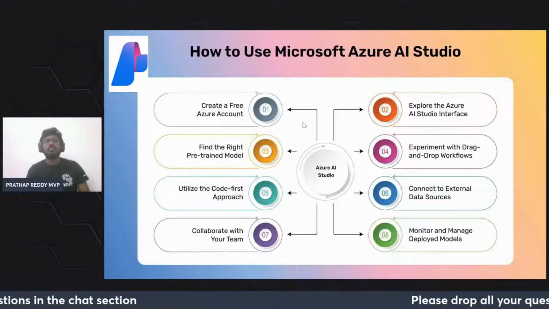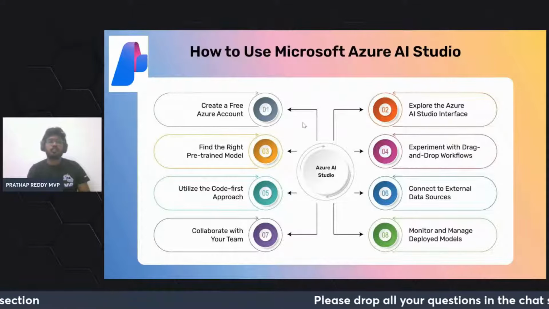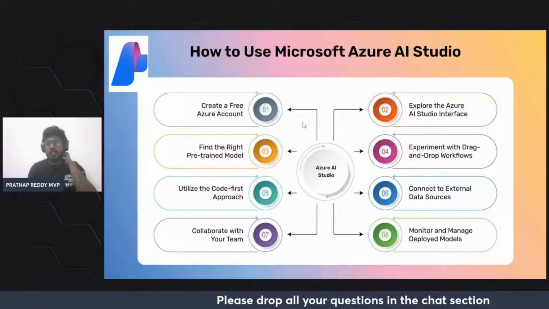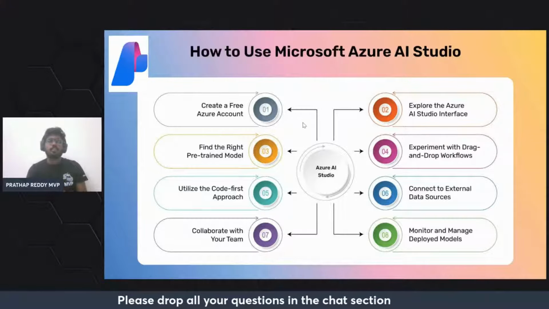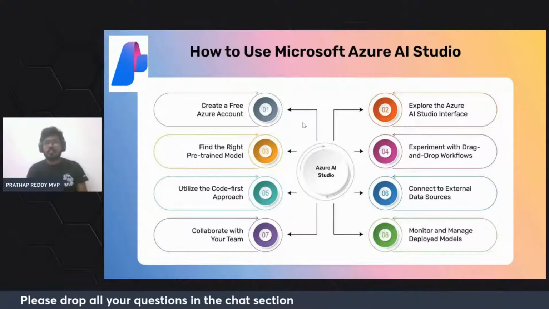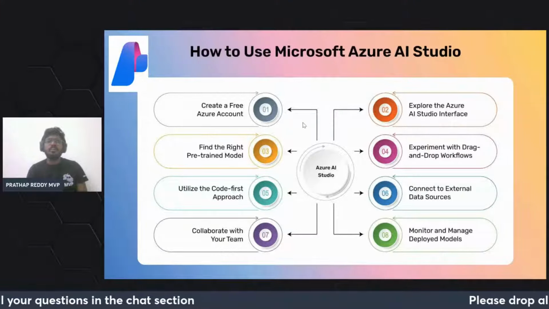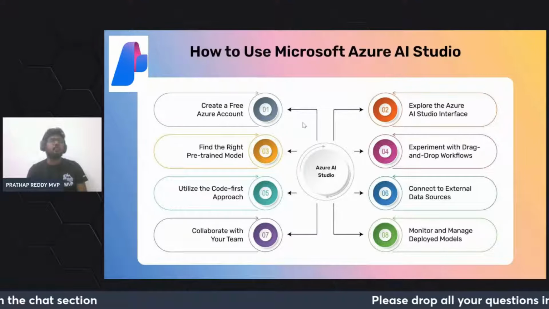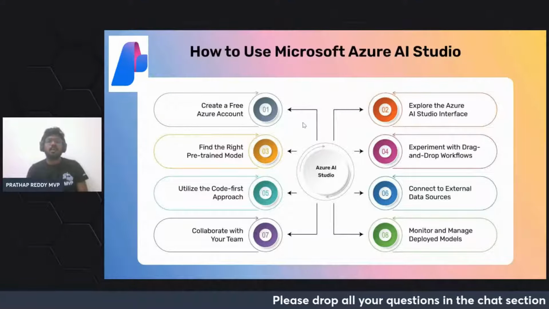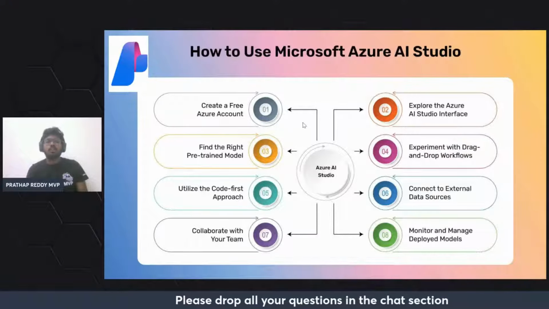For example, you can go for the GPT-4o mini model. You can go for anything related to GPT-4o mini, GPT-3.5 turbo, and GPT-4, and like that. There are different types of pre-trained models: Hugging Face models, NVIDIA models, Llama models. So whatever pre-trained model you want, you can go and utilize that one.